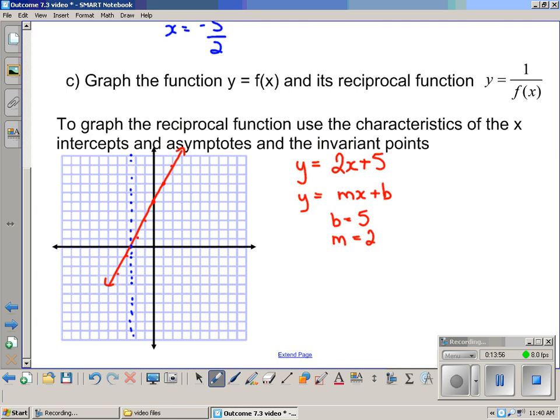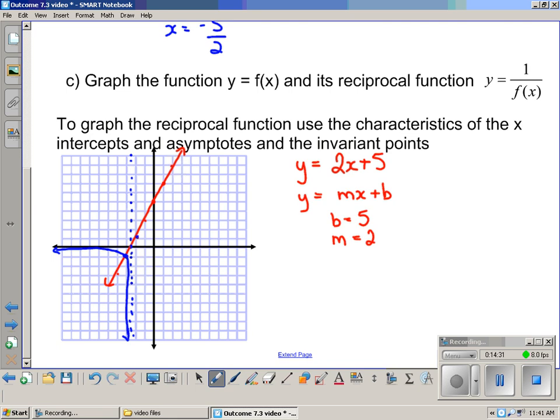My invariant points occur anywhere where my original function is equal to 1. So this spot is not going to change because the reciprocal of 1 is 1, and this spot is not going to change. The sketch from this point, now that we know the general shape, I can look at when my original function is 2, that this would be half. When it's 4, it would be a quarter, and so I can see that it's approaching this line. And similarly, it's going to approach my vertical asymptote.